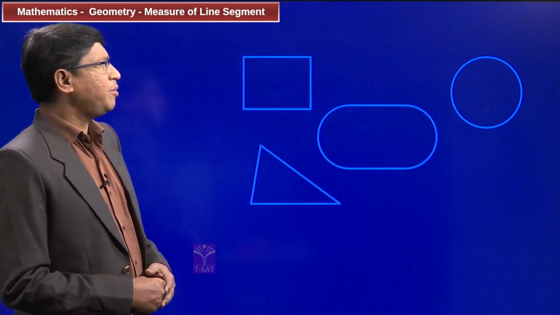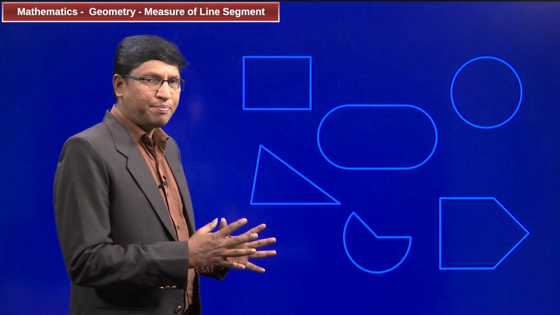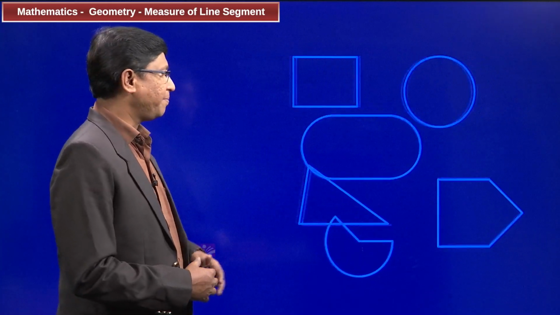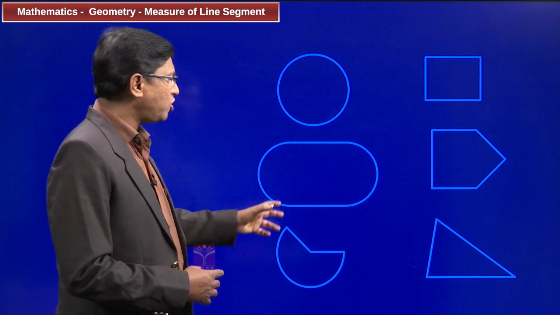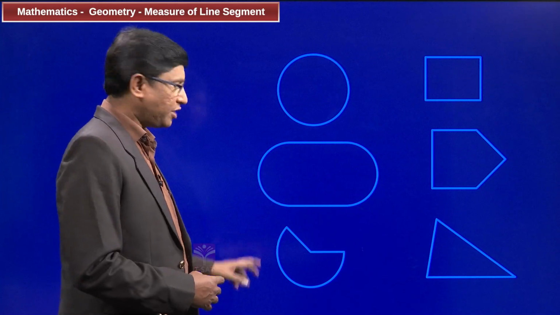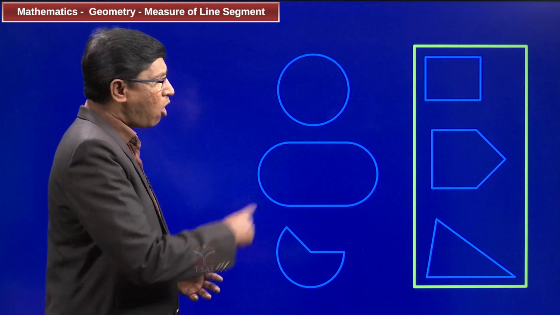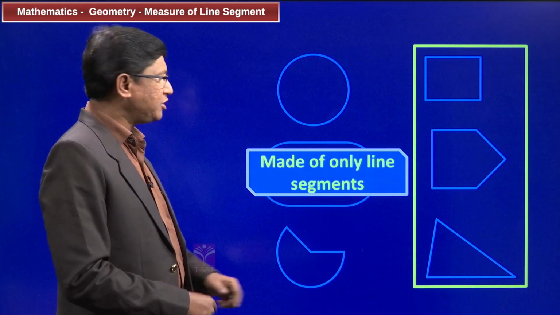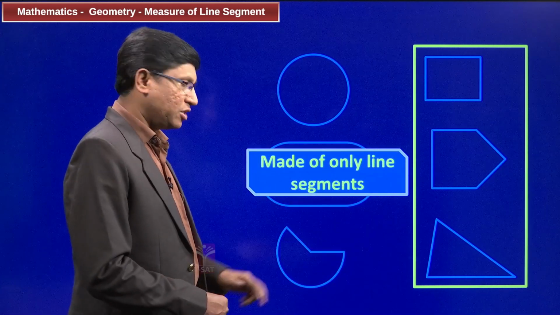Can you see the images or figures shown on your screen? Can you segregate them based on one specific property? If you notice, since they are curved in shape, they are arranged at one side. But to your right side, all those figures are made up of only line segments. You can see these three figures are made up of only line segments.